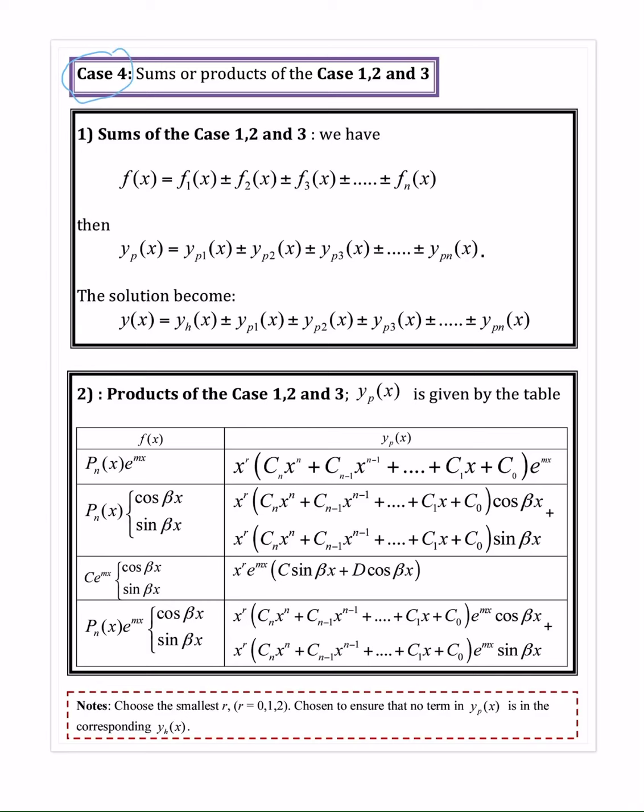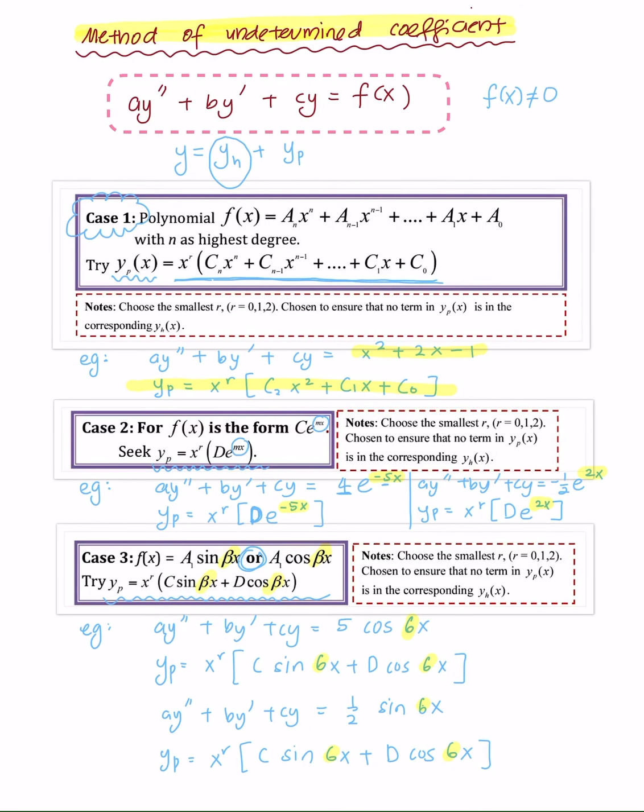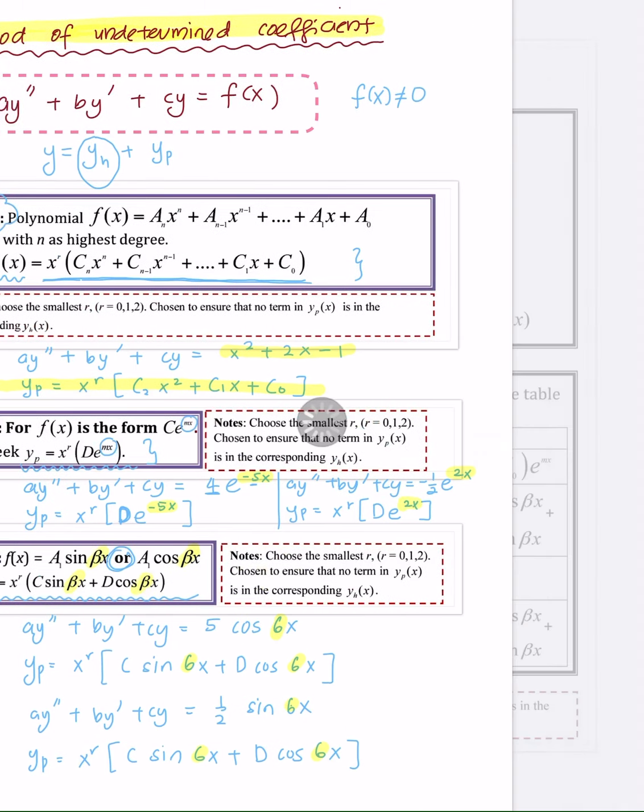If we have a sum of case 1, case 2, case 3, let's say f1 is case 1, f2 is case 2, and f3 is case 3. Of course we need to add up the yp for case 1, the yp for case 2, and the yp for case 3. Therefore the solution becomes yh plus yp plus yp plus yp, so we have 3 different yp's. It depends on the case. If, let's say, case 1 plus case 2, then our solution will be this yp plus this yp.